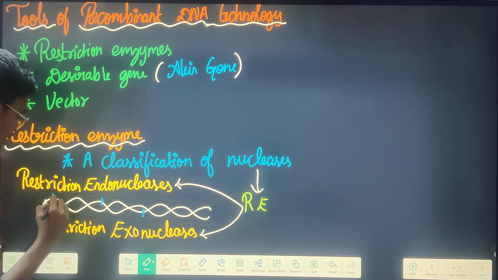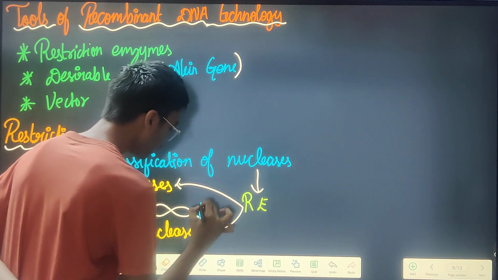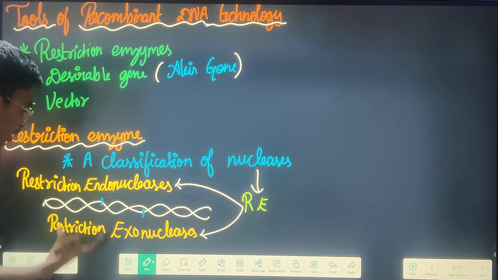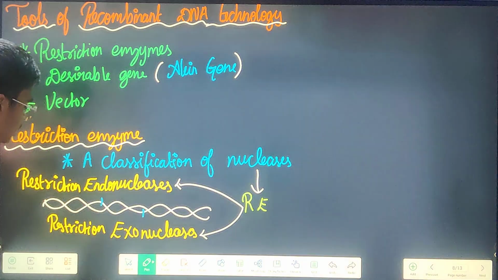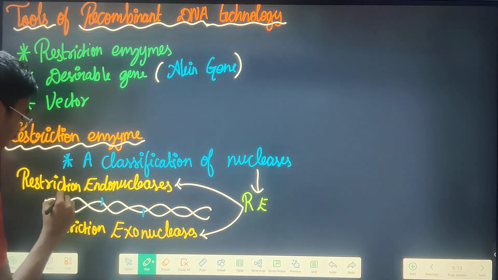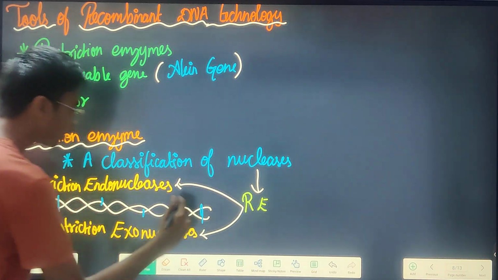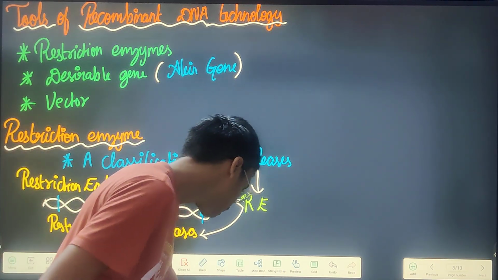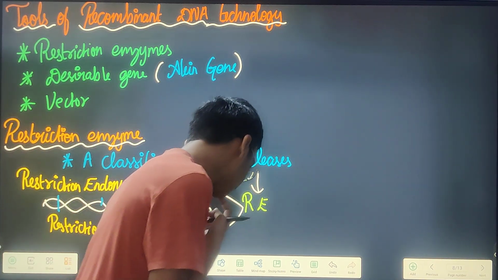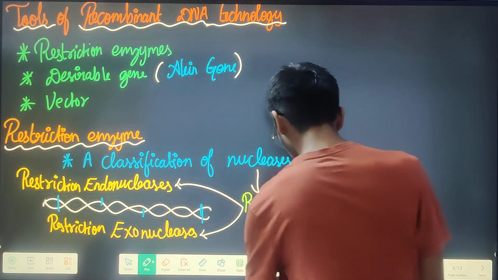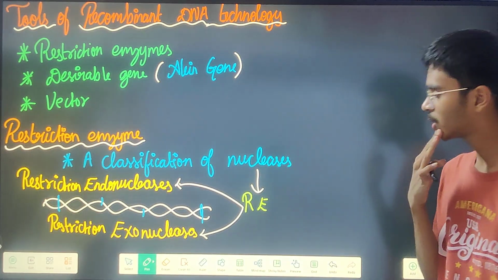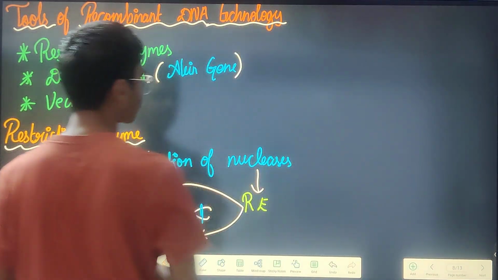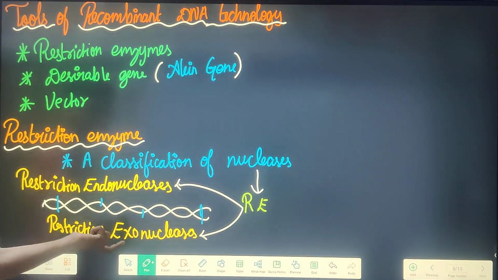Here, in these two corners, if you are using restriction exonucleases, then this enzyme will be cutting from the outside. From the outside it is used to cut. That is what we will be calling restriction exonucleases, which are known as molecular nibbles. You can also call them molecular nibbles.